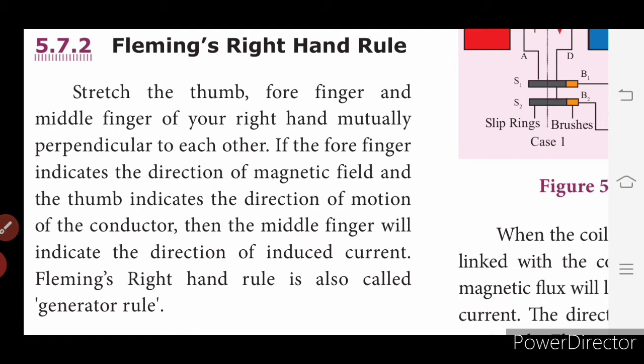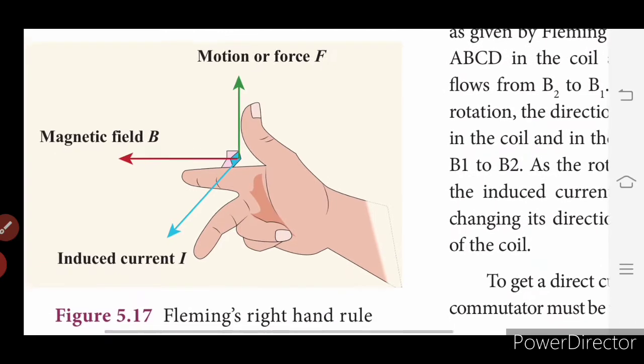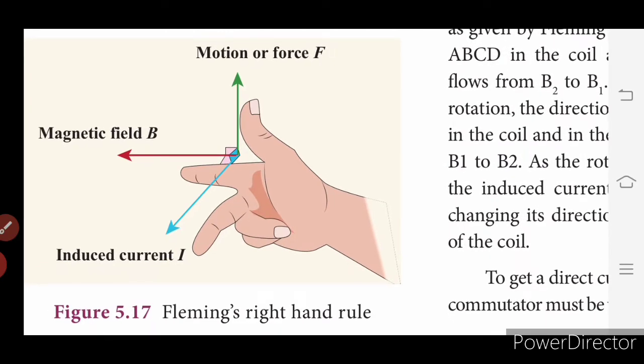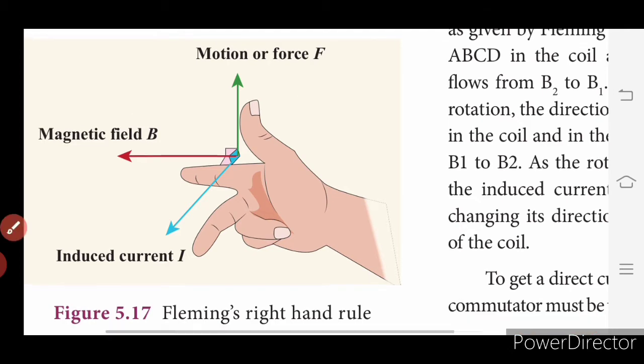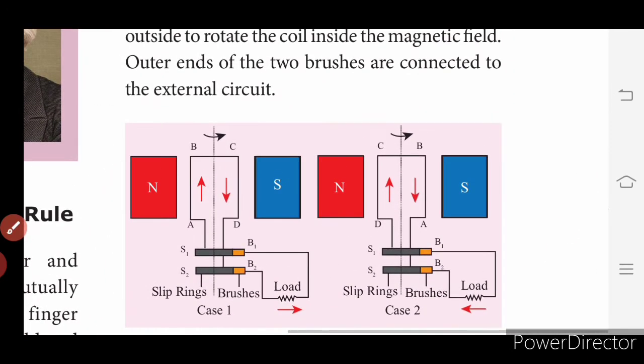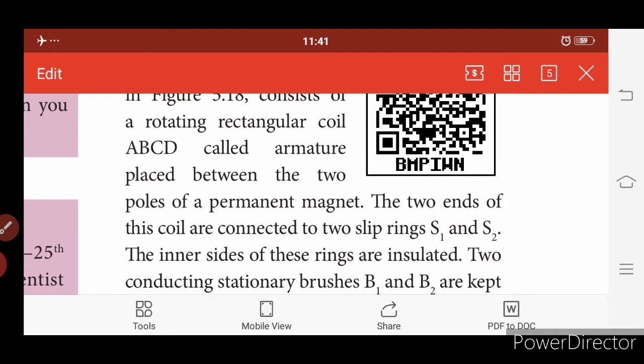Before that, see the diagram given in the book, figure 5.17, Fleming's right hand rule. Stretch your right hand: the thumb indicates the direction of motion, the forefinger indicates the magnetic field, and the middle finger indicates the induced current. Always keep this in mind so that the diagram will be easy for you, and it will be easy for you to explain the law also.